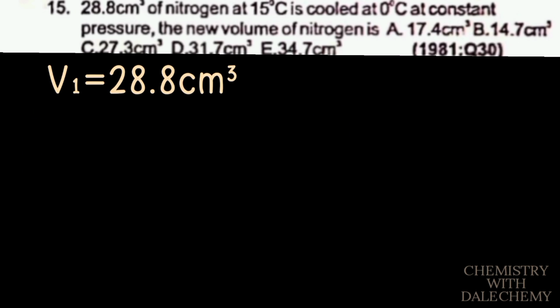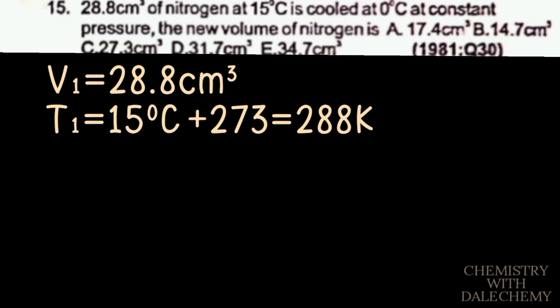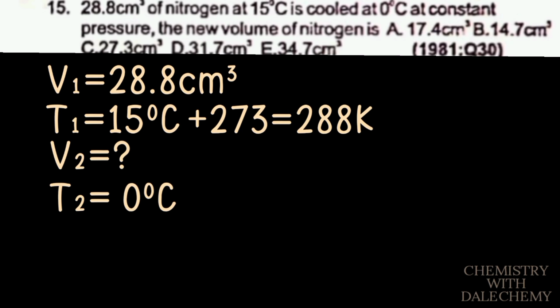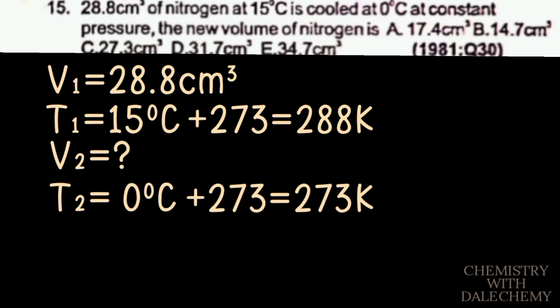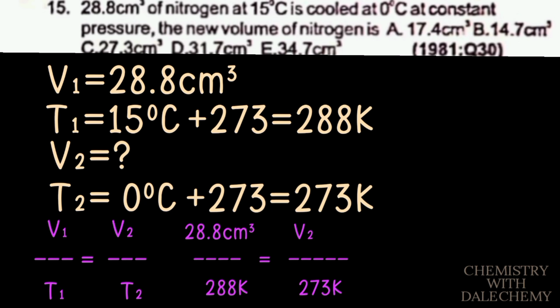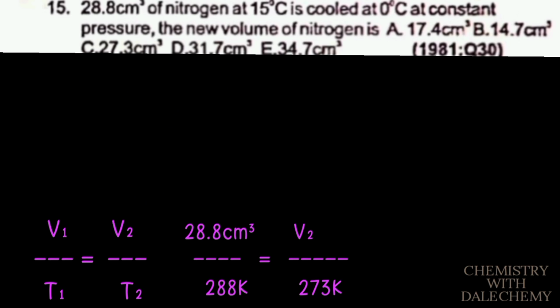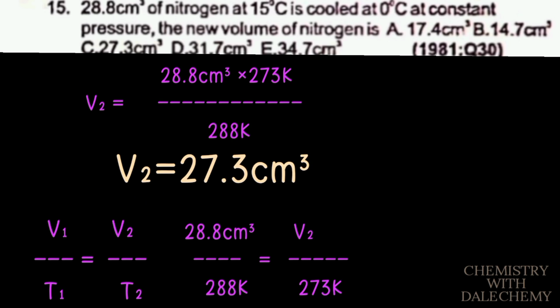So what is V1? V1 is the 28.8 cm³ that was firstly given. Then T1 is the 15 degrees Celsius, which we are going to convert into Kelvin by adding 273 to it, which will give us 288 Kelvin. Then V2 is what we are looking for, and T2 is the 0 degrees Celsius, which amounts to 273 Kelvin. So if you set up the equation V1 over T1 is equal to V2 over T2, you have 28.8 cm³ divided by 288, which is equal to V2 over 273. So when you make V2 the subject of the formula, you get 27.30 cm³ as your answer.